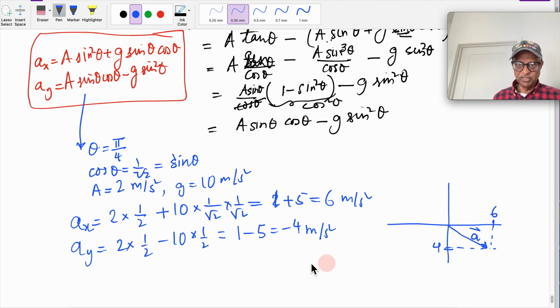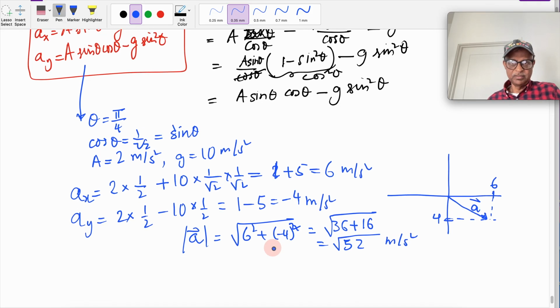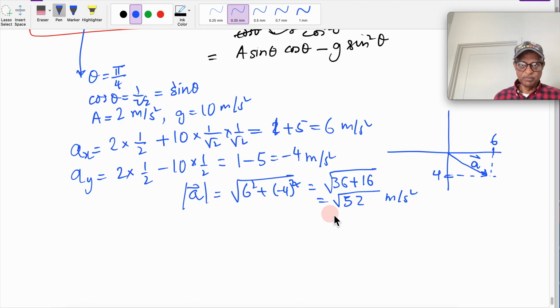And the magnitude will be square root of 6 square plus minus 4 square. If we're squaring it, 36 plus 16, so that's a little bit more than 7.1 or 7.2 maybe meter per second square, and it's in that direction, and you can figure out that angle.